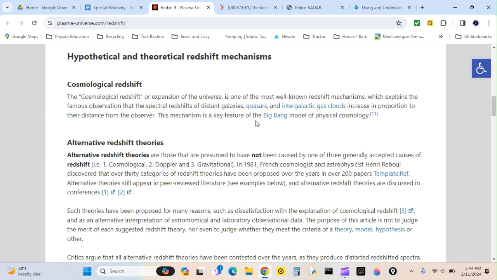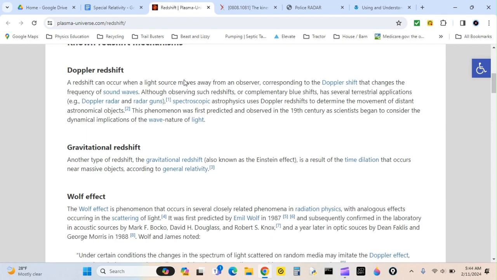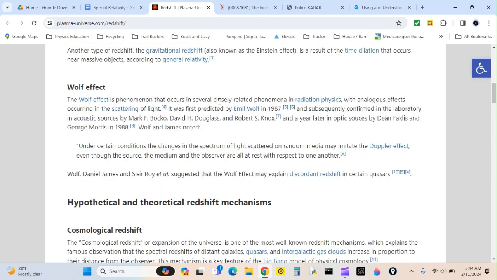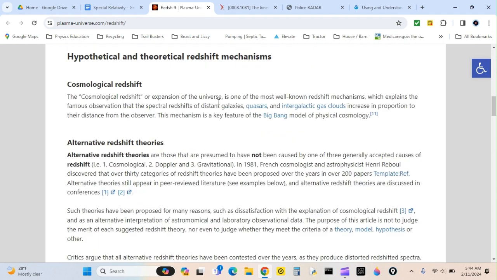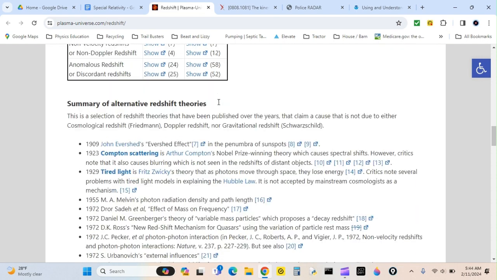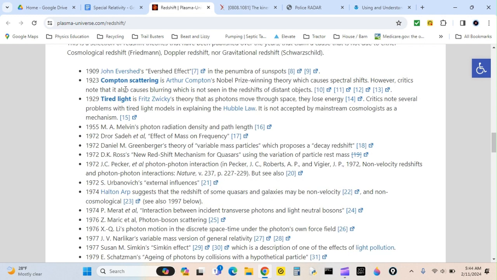Okay, what are alternatives to that? Alternatives? Well, isn't that it? Either cosmological, gravitational, or Doppler. Why wouldn't that be all of them that we're talking about? Oh my gosh, let's look at some of these other ideas that are not Doppler redshift or gravitational redshift or cosmological.